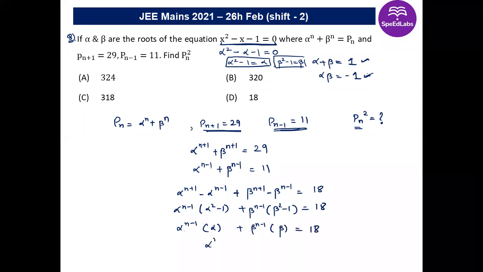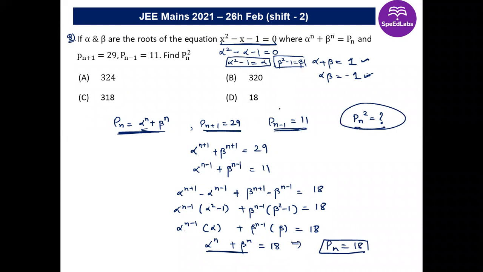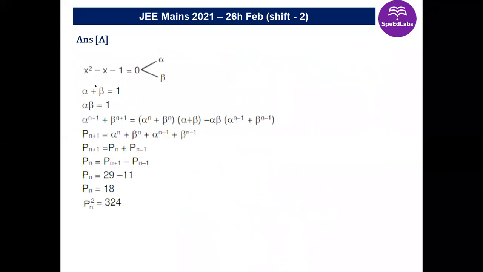And this, if you multiply, is nothing but, if you see, Pn, alpha to the power n plus beta to the power n. So we are getting Pn equals 18, and if Pn is 18, you need to find Pn square. So that will be 18 square, right? So that will be 324. So the correct answer will be option number A over here. Okay, yes, option A is the correct answer.